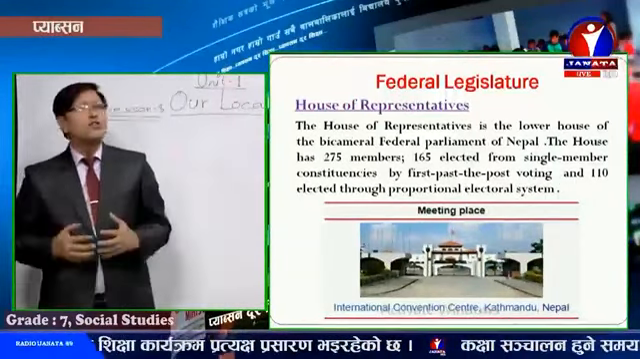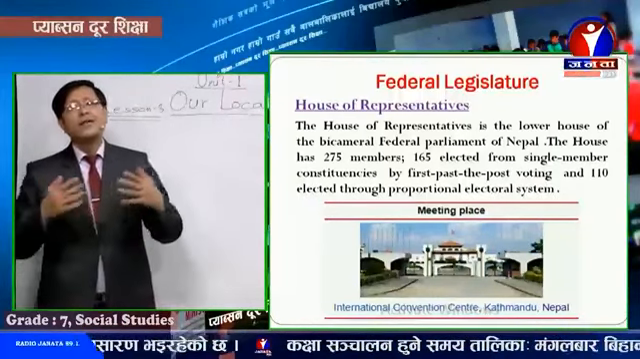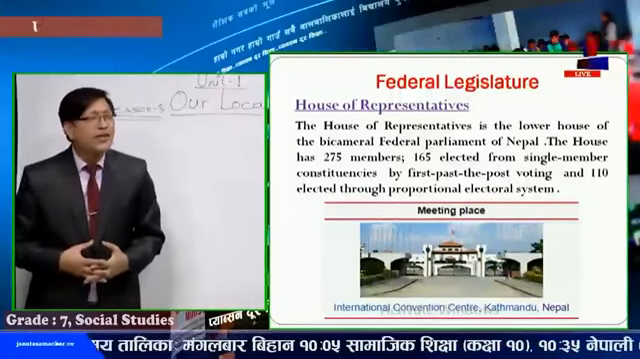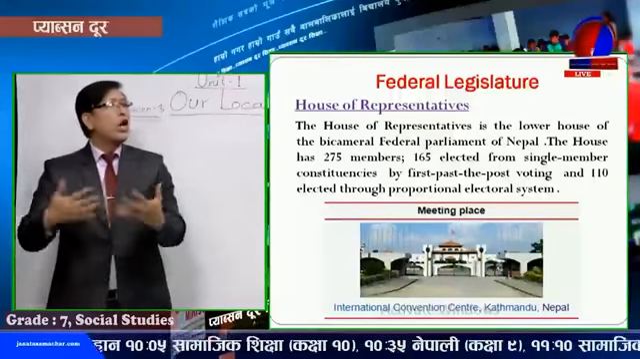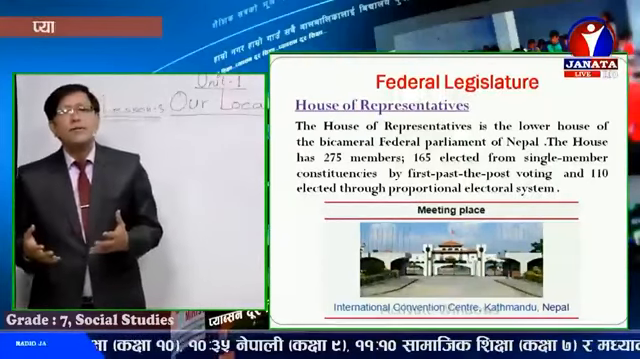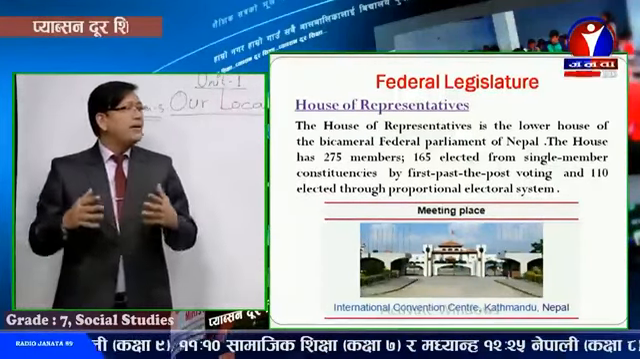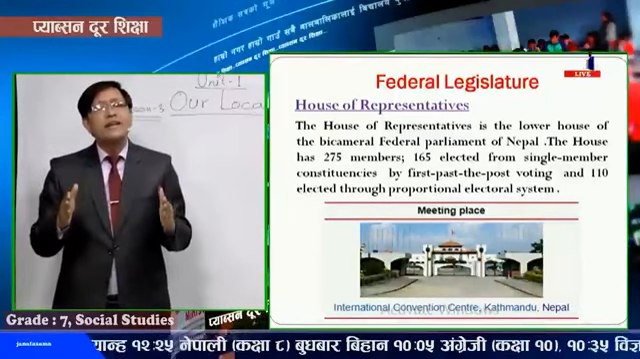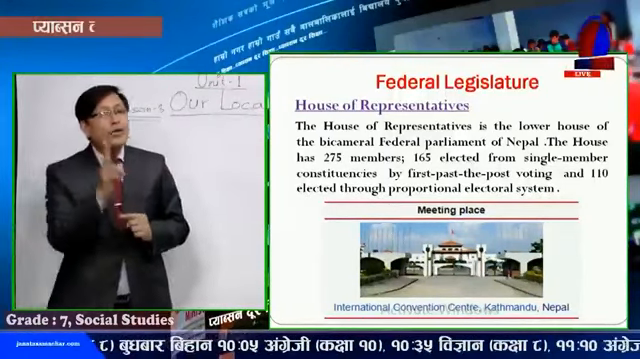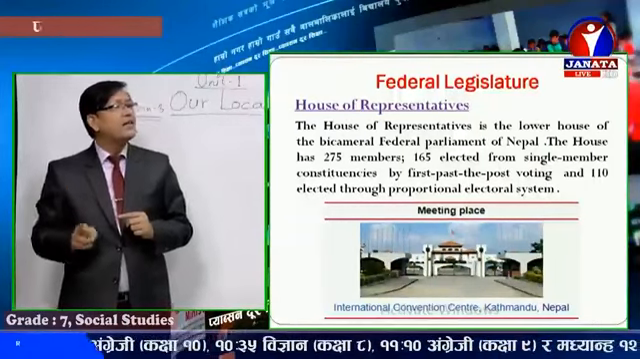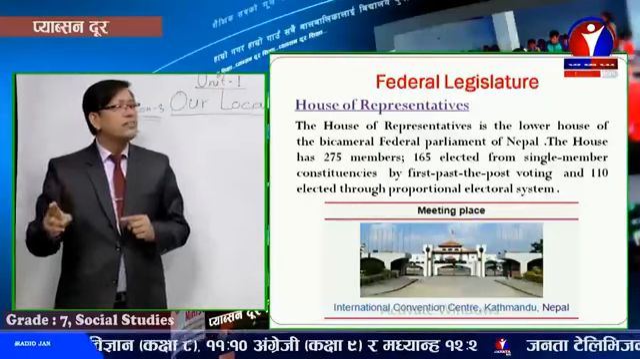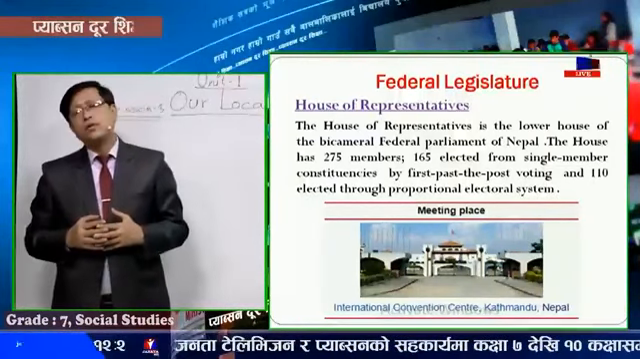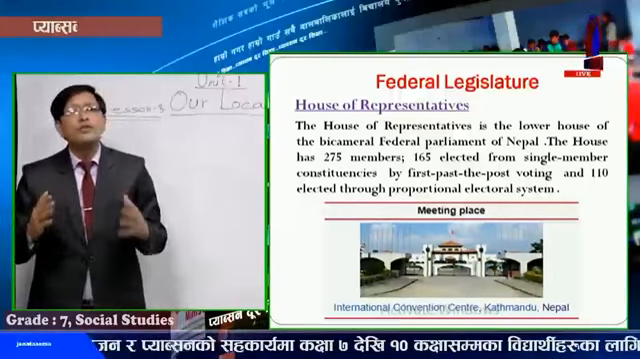Now, boys and girls, the important house under the federal legislature is the House of Representatives. The House of Representatives is the lower house of the bicameral federal Parliament of Nepal. It is a lower house, all right? And the house has 275 members, out of which 165 get elected from single member constituencies by first past the post voting, and 110 are elected through the proportional electoral system.